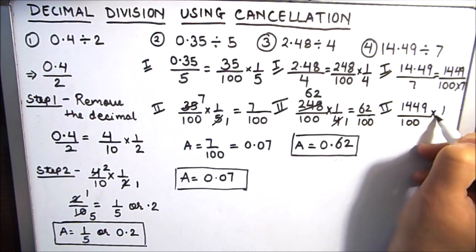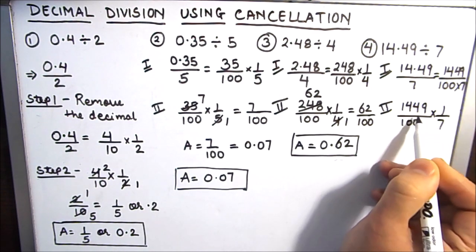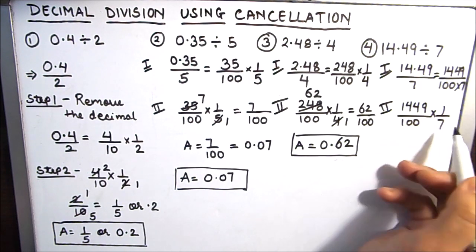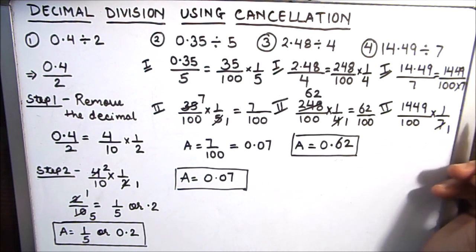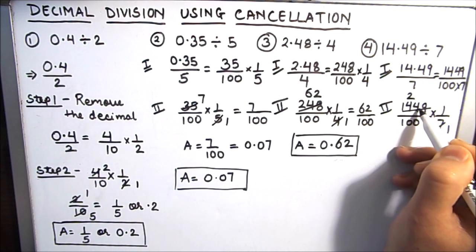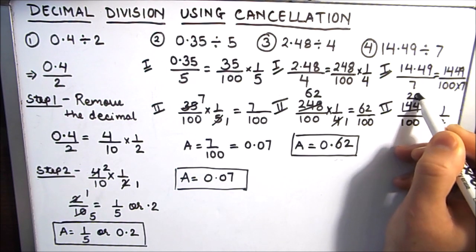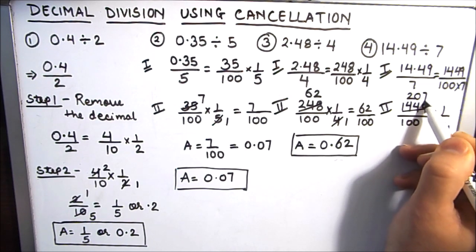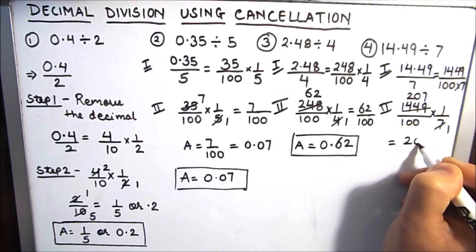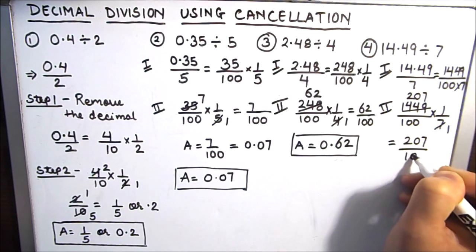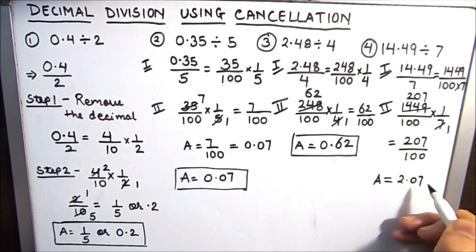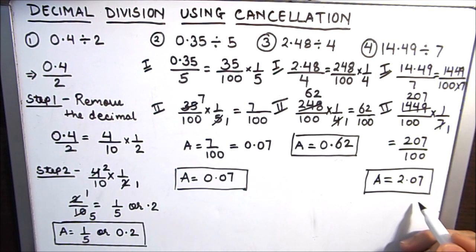So here we see that the common factor between 7 and this term is 7. So this will become 7 times 1, and this is 7 times 207, which is 1449. So this comes out to be 207 over 100. This will become 2.07. This is our final answer in decimals.